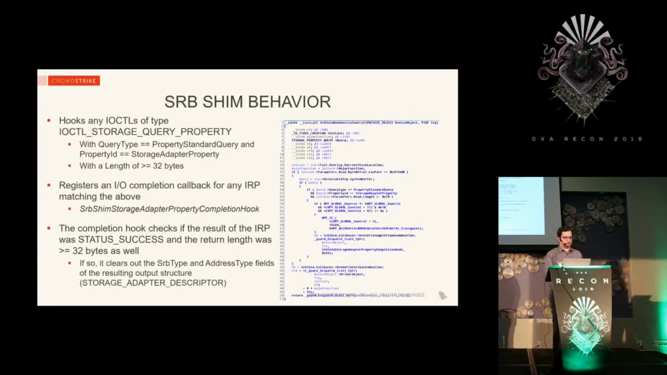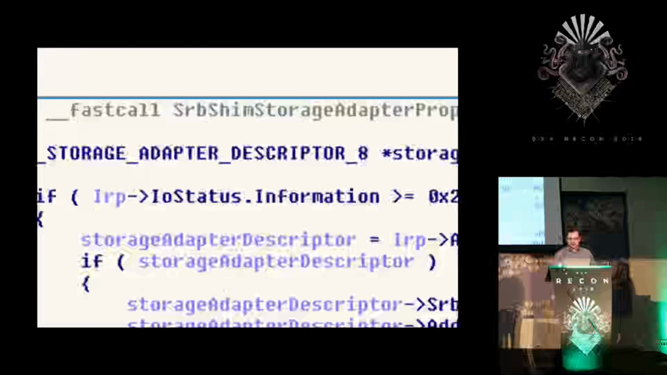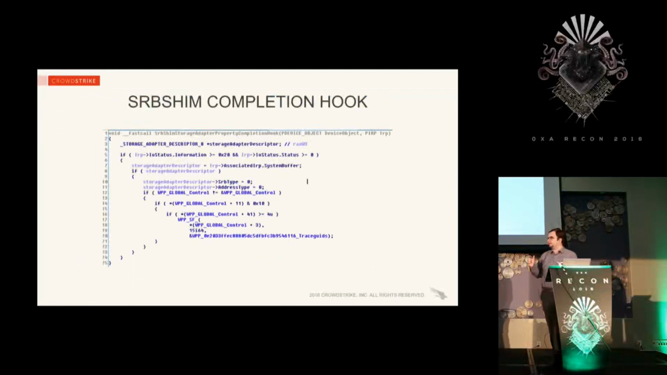In the completion hook, what does it do? Well, it checks again, did we return 32 bytes or more, and did we return it successfully? If so, we're going to go in and edit the actual SRB type and address type field, and we're going to set it to 0. So basically, we override this legitimate valid data that we received with zeros. So that's kind of interesting. Why are we doing this to poor storahci.sys? Why are we clearing out these bottom two fields that were legitimately returned?